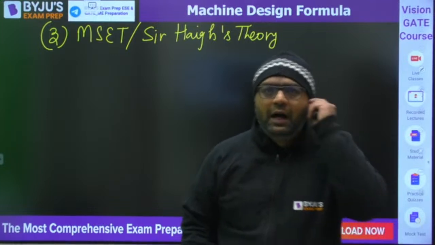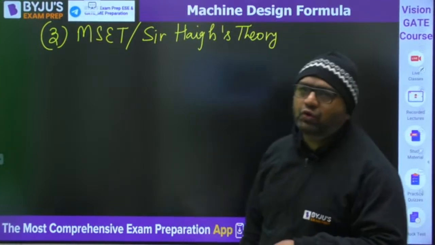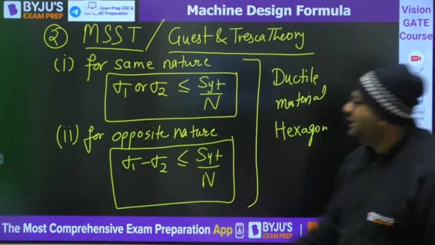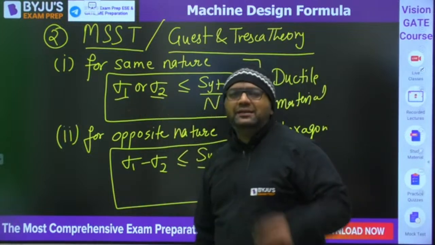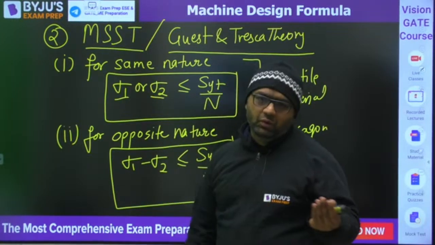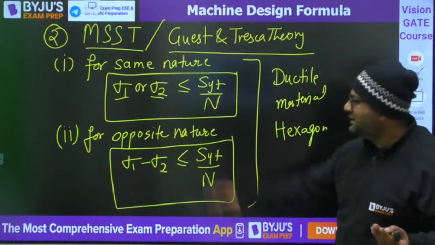Okay, yes, obviously we have to take the maximum. Listen to one point: when I am writing sigma 1 and sigma 2, it simply means the maximum of these two. Okay, so it simply means the maximum of these two.